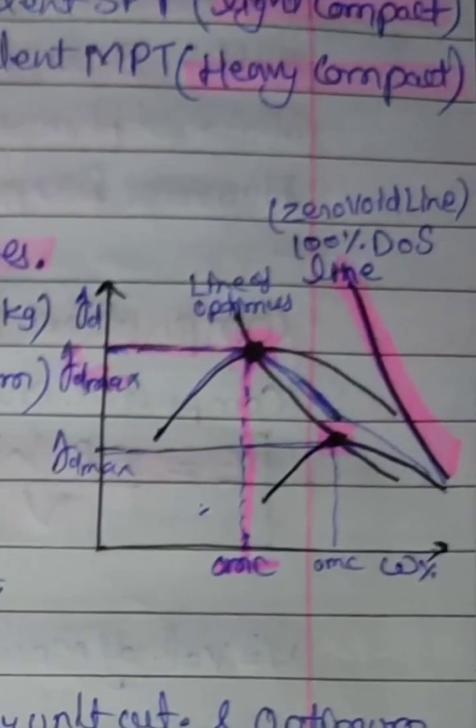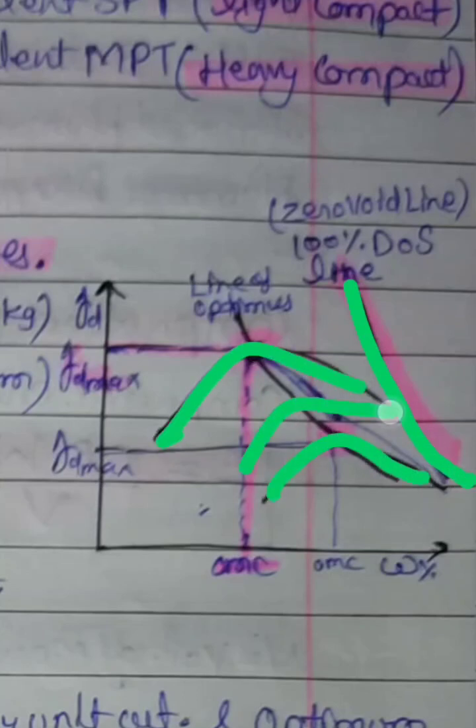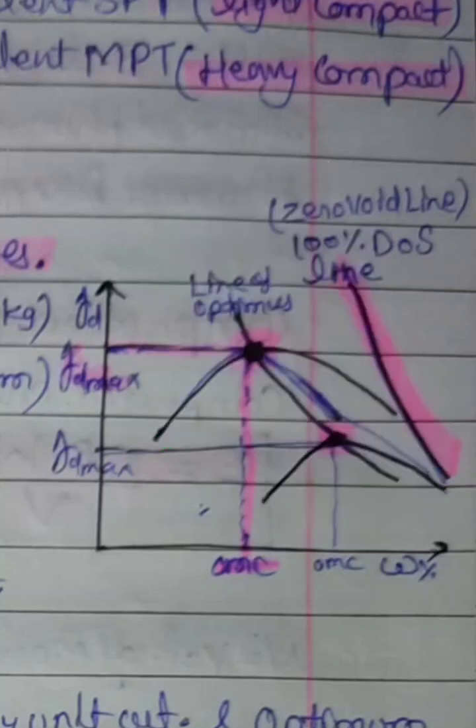There is also a zero void line here. All the curves will be to the left hand side of this zero void line, sorry. And this zero void line means 100% degree of saturation line.